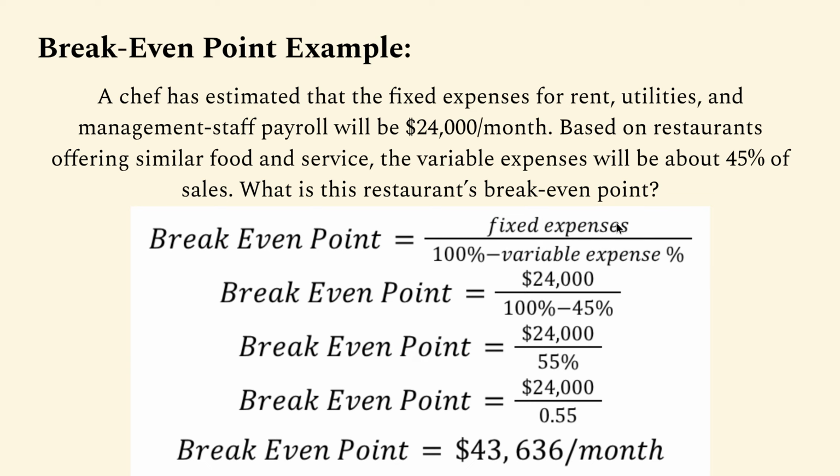So again, he is estimating fixed expenses to be $24,000 divided by 100% minus that estimated 45% of variable expenses. That brings us to $24,000 divided by 55%. Change that into a decimal. And our break-even point is $43,636 a month. And that is what we would need to pull in revenue just to cover those expenses. And then everything after that is potential profit.